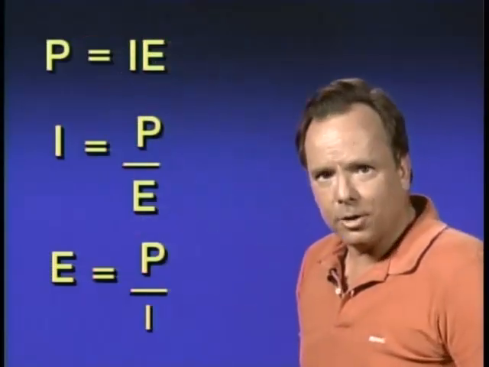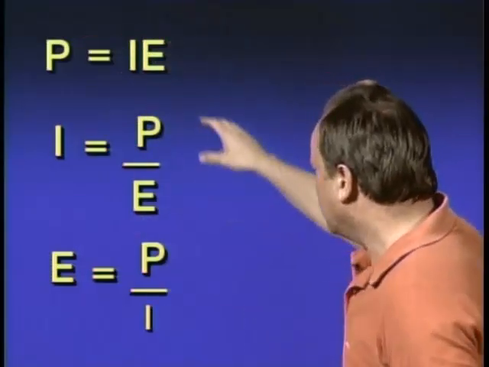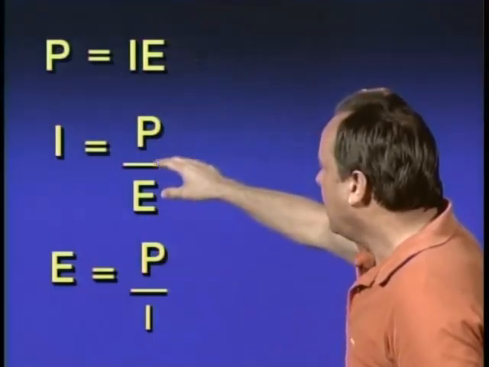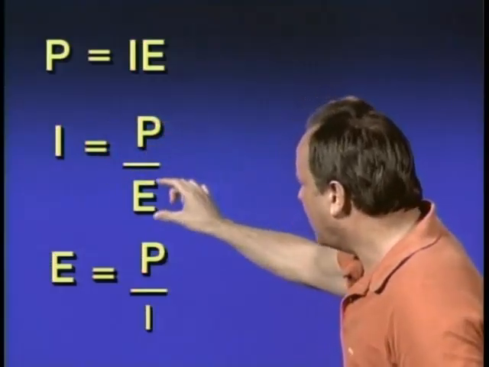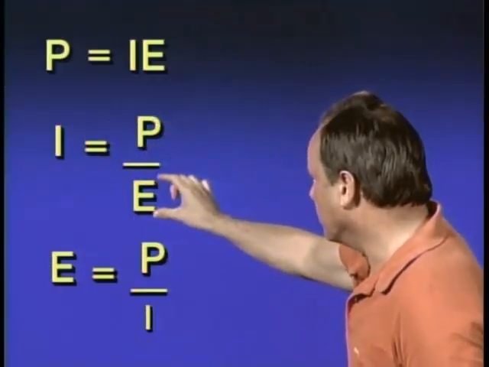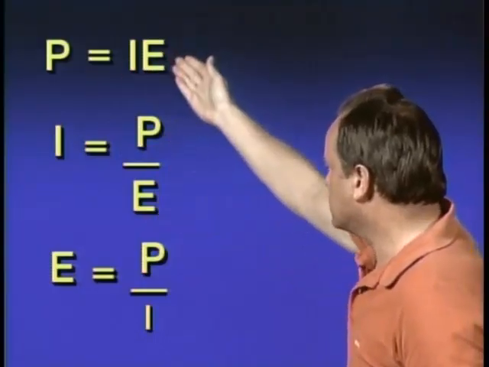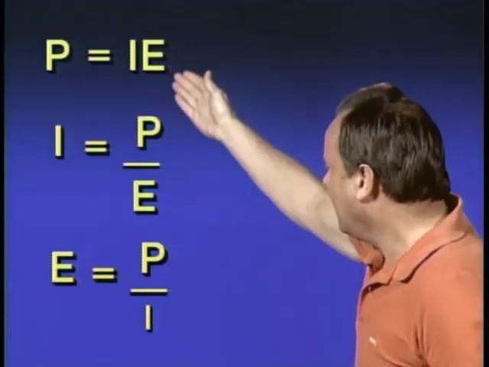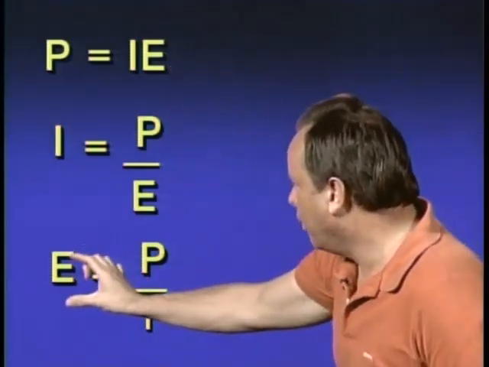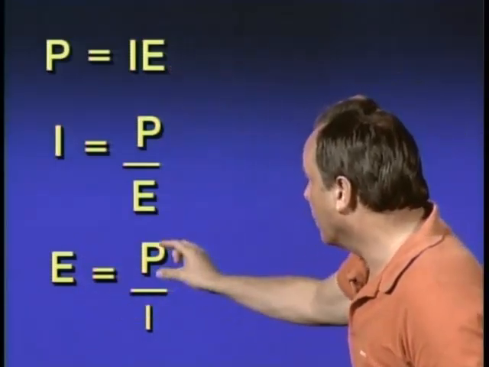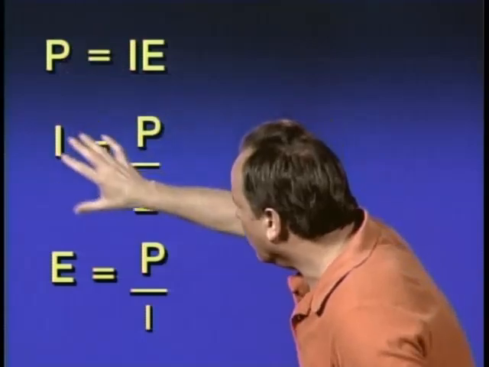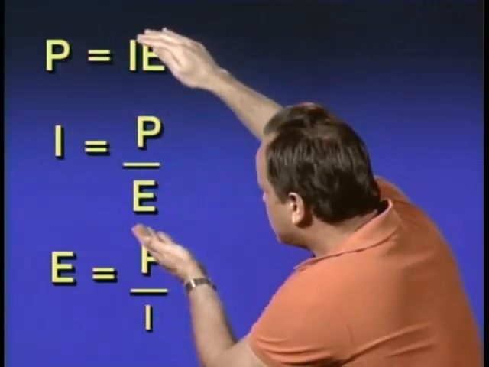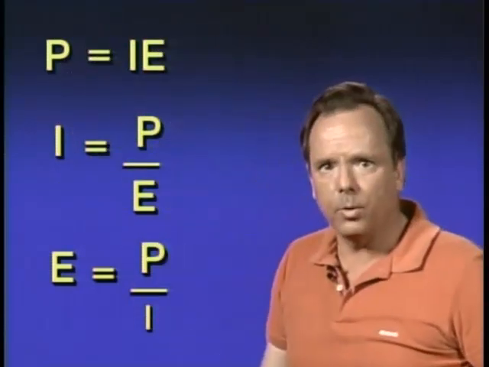Now, mathematically, you can play around with this a little bit, and you can divide each side by E, and you find that the current is equal to the power divided by the electromotive force in volts. You could also divide each side by I, and you'd find out that the volts, or electromotive force, is equal to the power divided by the current. Now, the two that you need to know for the FAA written exam are these top two, and we'll work with those for quite a bit.